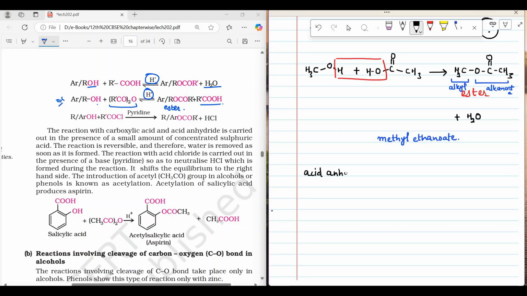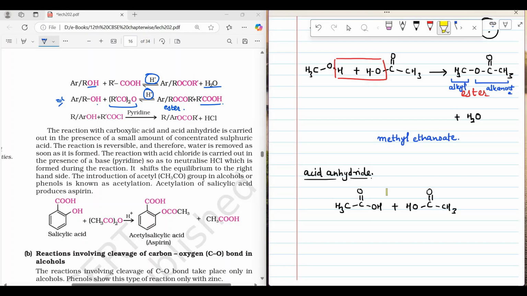Acid anhydride is formed by the removal of water molecule from two acid molecules. So let's take the example of ethanoic acid. CH3 C double bond O OH. Now draw the other molecule of ethanoic acid in the reverse order. C double bond O CH3.